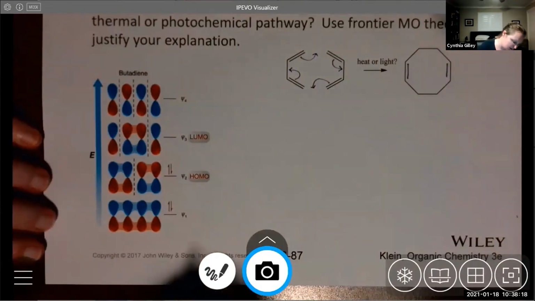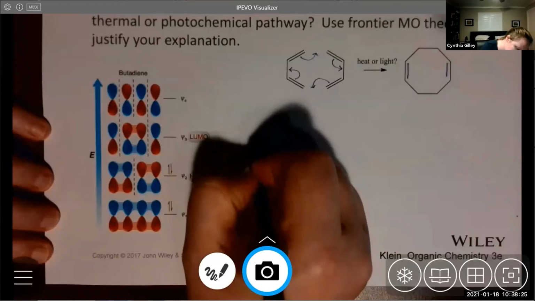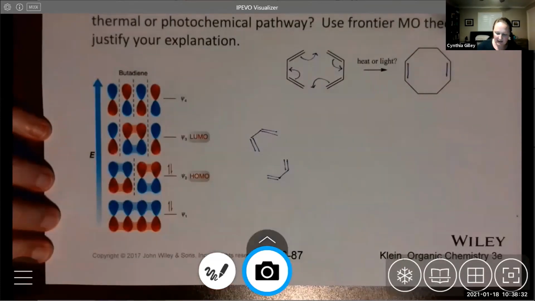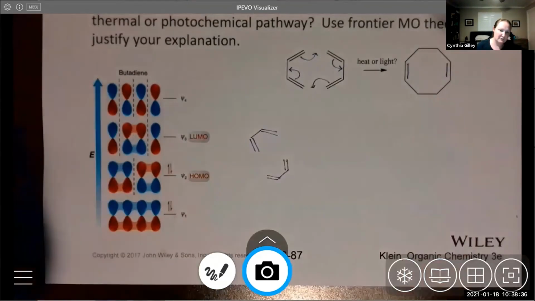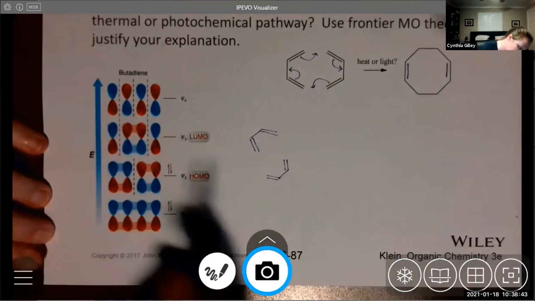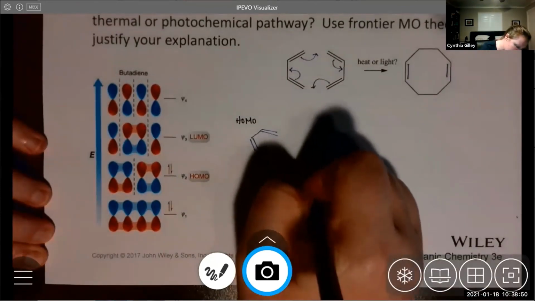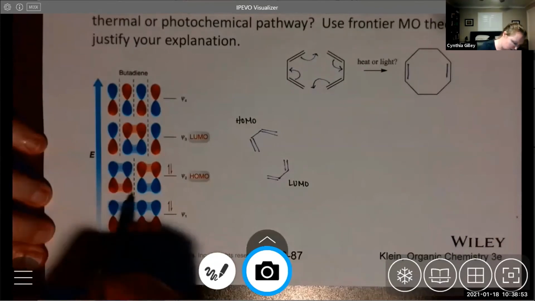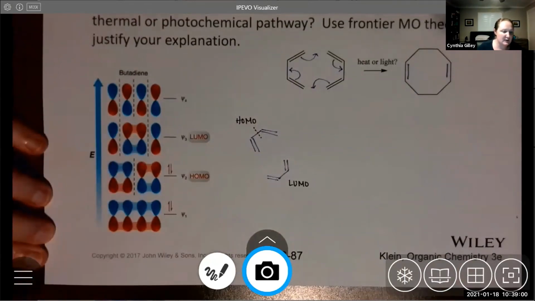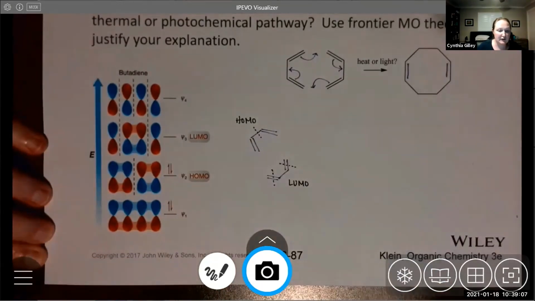Okay, let's go ahead and draw in the HOMO and the LUMO of both of these molecules. I'm just going to draw one approaching the other from the bottom, and then I can draw in a bunch of p orbitals. Again, we want to use the HOMO of one and the LUMO of the other. So we're going to say HOMO of one butadiene, the LUMO of another butadiene. In the HOMO, I have a node right in the center. And in the LUMO, I have a node between carbons 1 and 2 and 3 and 4. So my nodes will be here.